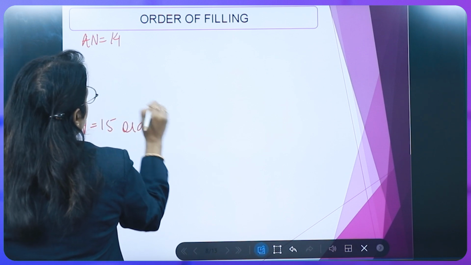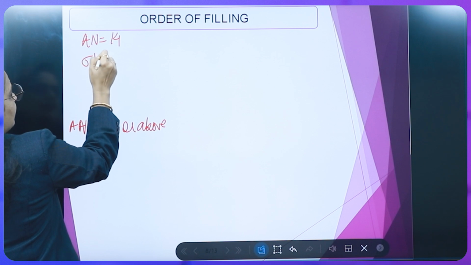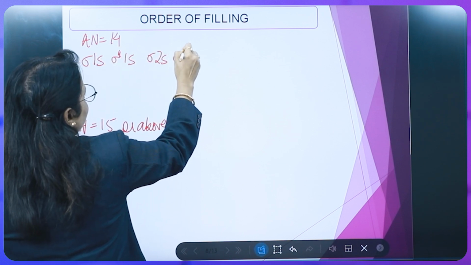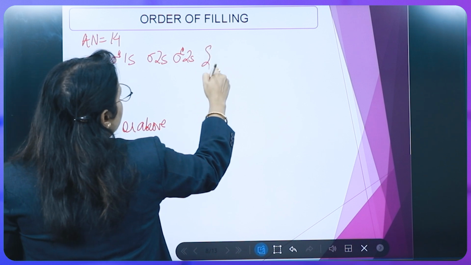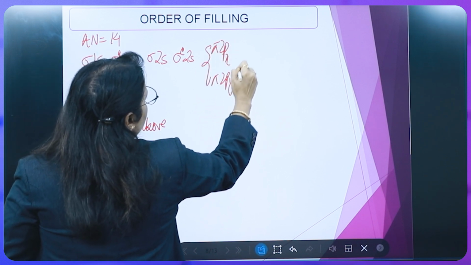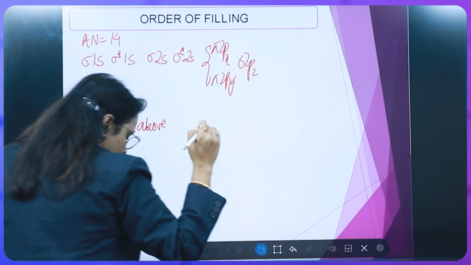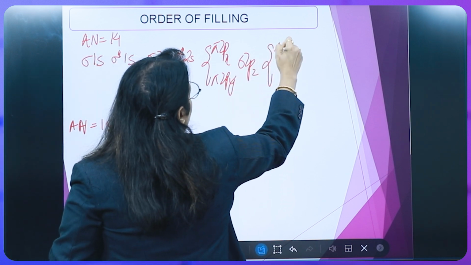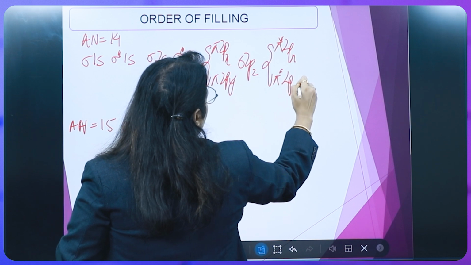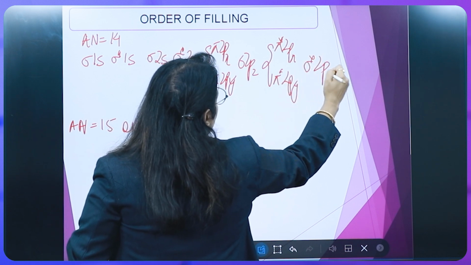So, first order is what? The order is sigma 1s, anti sigma 1s, sigma 2s, anti sigma 2s, then we have pi 2px, pi 2py, sigma 2pz, and then we have anti pi 2px, anti pi 2py and anti sigma 2pz.